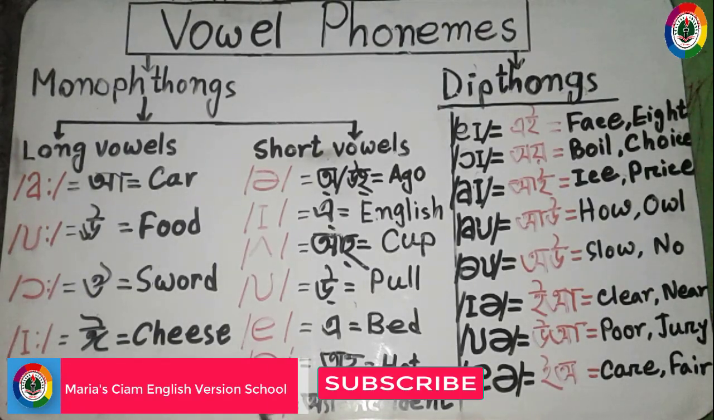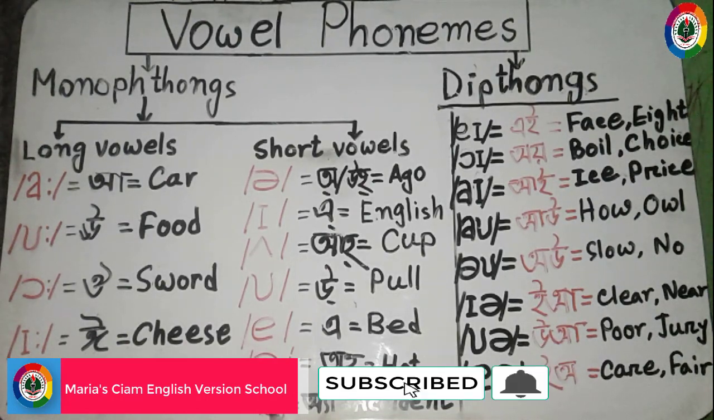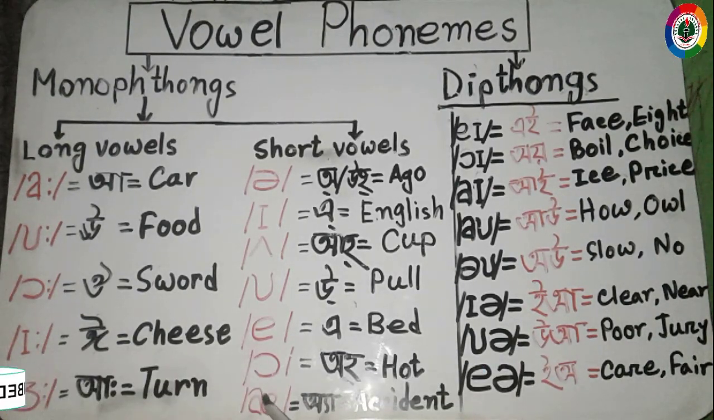Okay, now move to this sign, A and E. It's altered like a. This phoneme sign is altered like a, and the perfect example for this phoneme is accidents. We can see that this A here is altered like a.